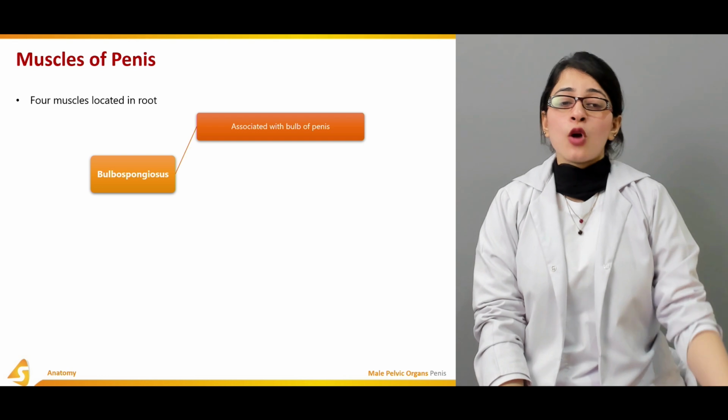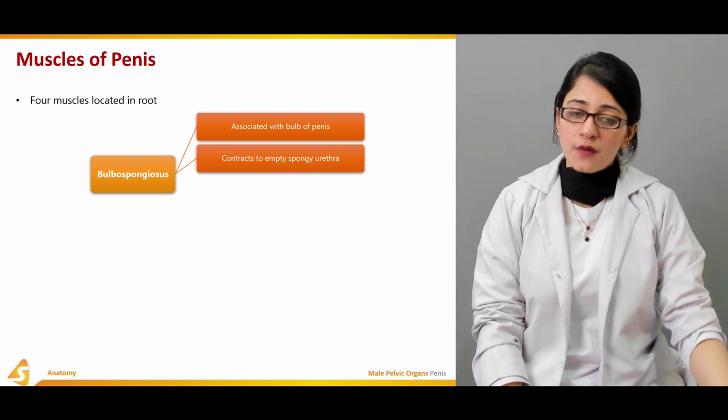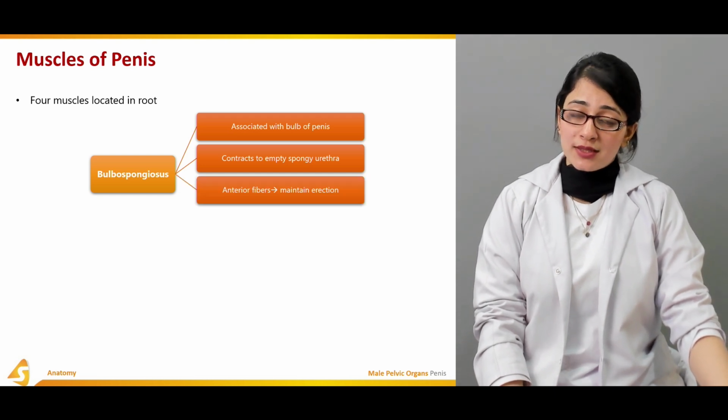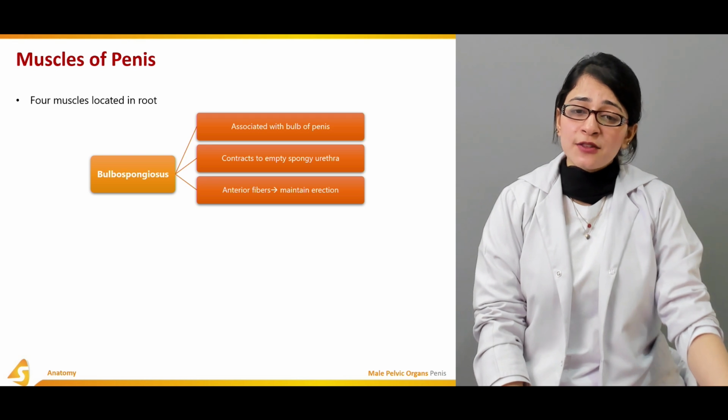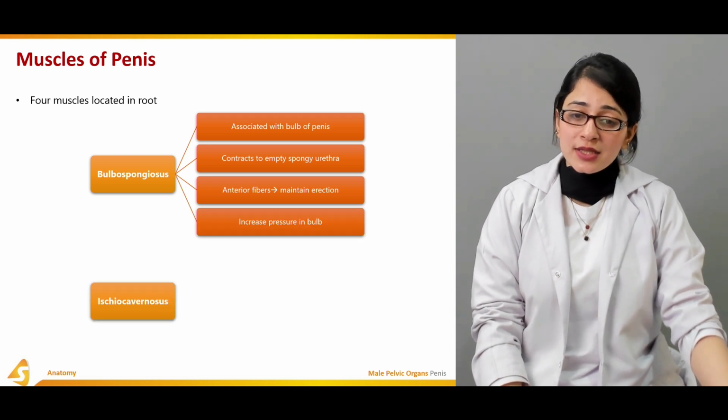We have the pair of these muscles. The bulbospongiosus muscle, associated with the bulb of the penis, contracts to empty the spongy urethra. It has interior fibers which are involved mainly in erection, increasing the pressure in the bulb.